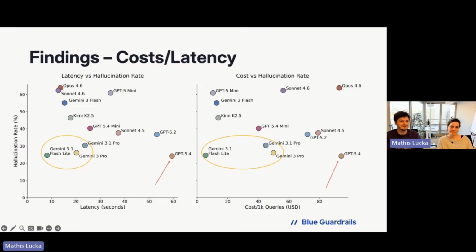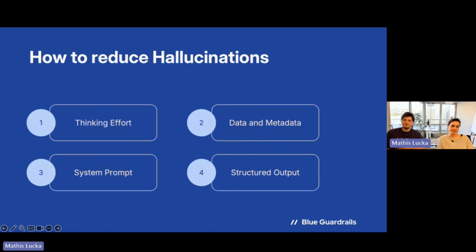Yes, thanks, Miriam. I'm going to talk about, okay, now that we know that all of these models hallucinate, what can we do about it? And we tried out a few different things, either based on our experience or based on experiments that we did with the benchmark. And we identified 4 areas that have a strong impact on the hallucination rate. The first one is thinking effort.